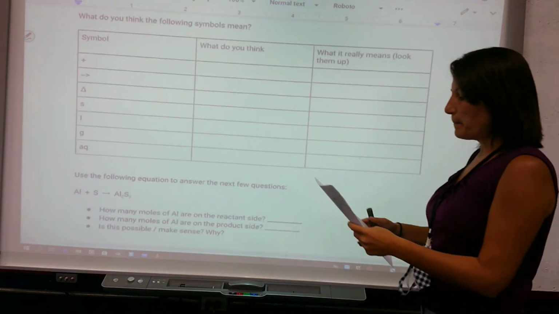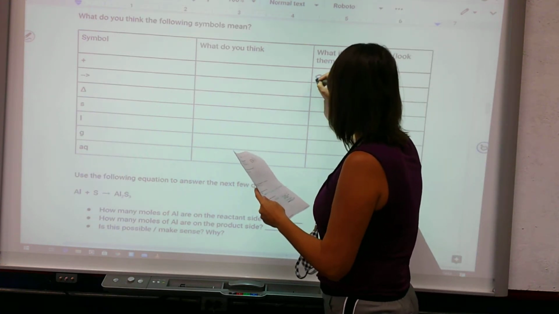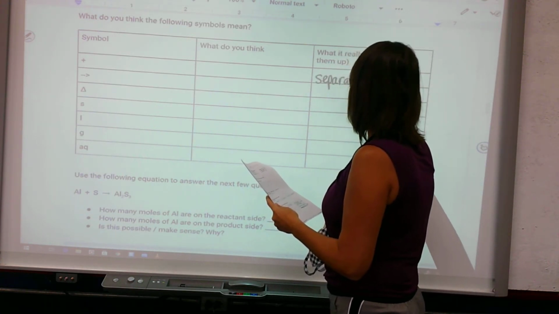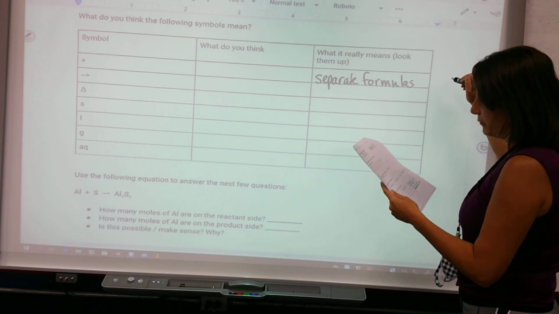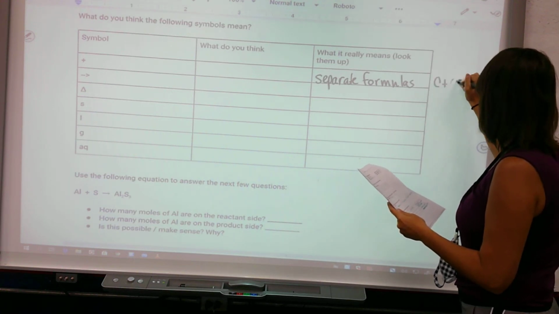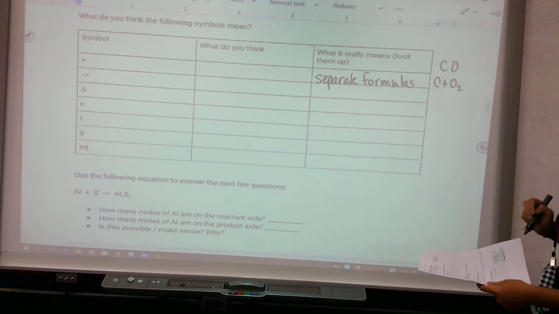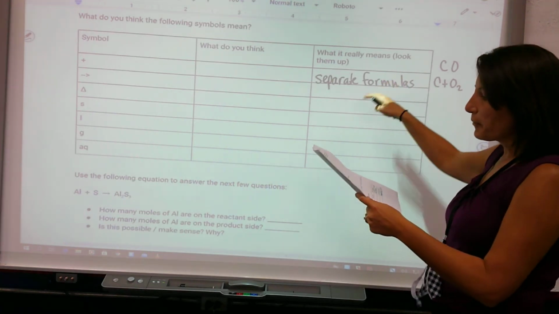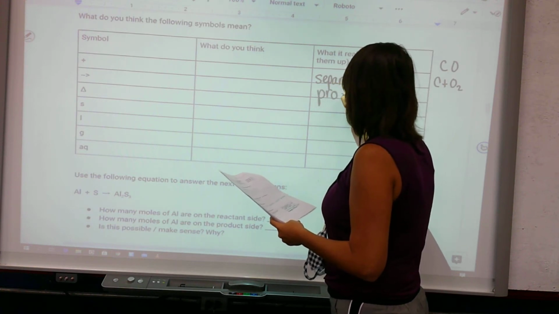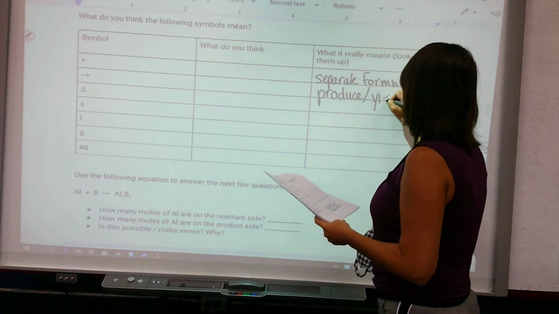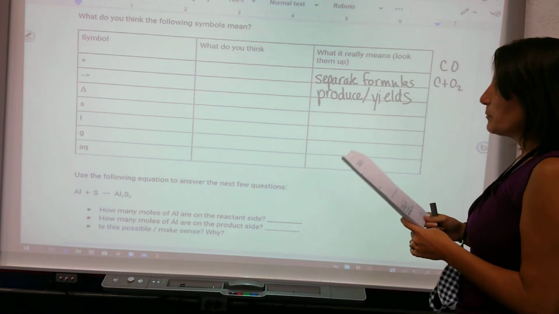Alright, these symbols and what they mean. So we've got the plus symbol, and that's just going to separate your formulas. So like up above we had carbon plus oxygen. If I didn't have that plus sign, it looks like carbon monoxide, but it's not. I need a carbon plus oxygen. Alright, so that separates formulas. This arrow means produced. You'll hear me say produce. Sometimes you might hear me say yields. Up there I said made, but it's producing, it's yielding something.